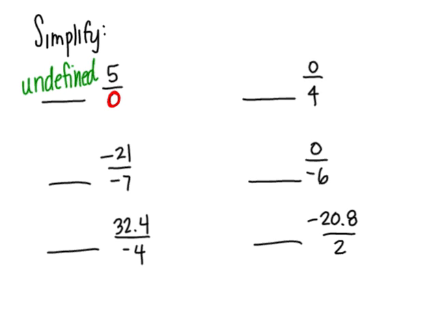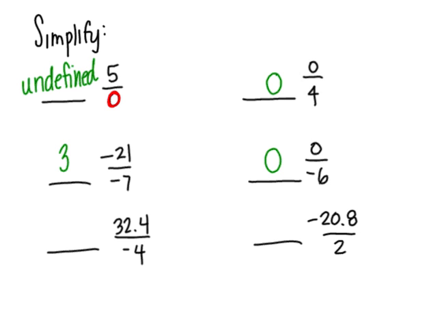If it's 0 in the bottom, that means you cannot divide by 0, and that's an undefined answer. But if 0 is in the top, your answer is just 0. Skipping one, looking at your next problem, 0 divided by negative 6, 0 is in the top. If 0 is in the top, your answer is 0. The rest of the problems are all division. My first problem is negative 21 divided by negative 7. Two negatives make a positive, and this would be a positive 3.